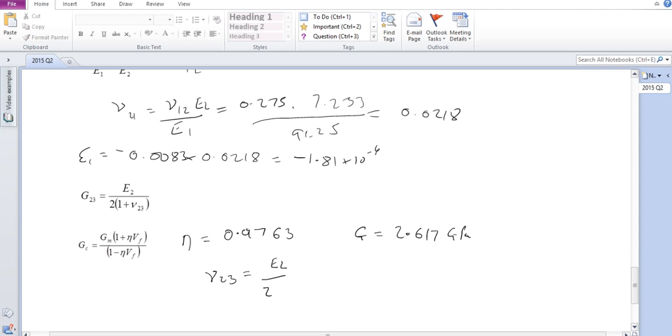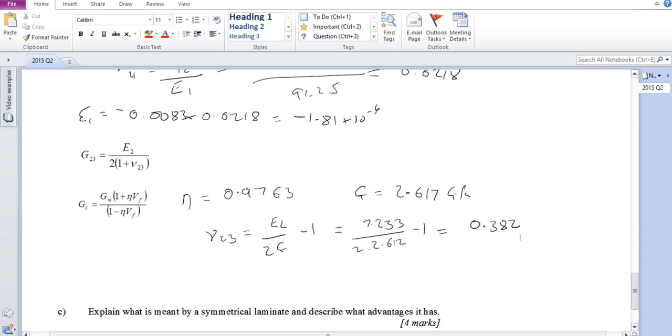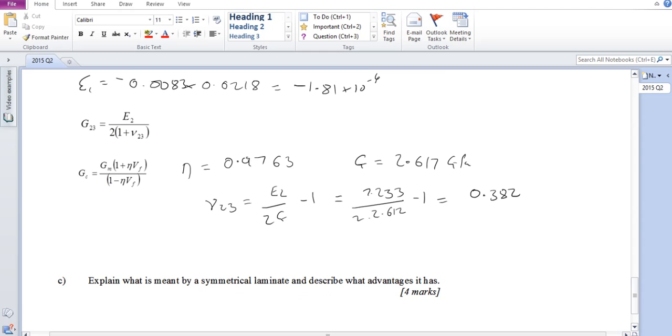So therefore, what that means, rearranging the equation at the top, Poisson's ratio 2:3 is equal to E2 over 2G minus 1. And if we put the values in there, E2 is 7.233, G is 2.167, minus 1. That comes out to be 0.382. So again, a higher value, but as the explanation at the top should have explained, that's to compensate the low value of Poisson's ratio 2:1.